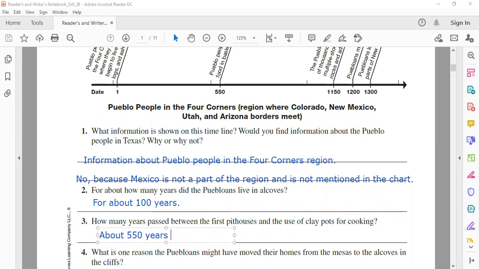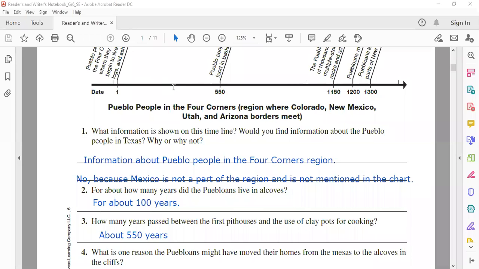Okay, what is one reason the Puebloans might have moved their homes from the mesas to the alcoves in the cliffs? No resources. What is one reason the Puebloans might have moved their homes from the mesas to the alcoves? Why? What do you think? Oh, maybe because maybe of no.